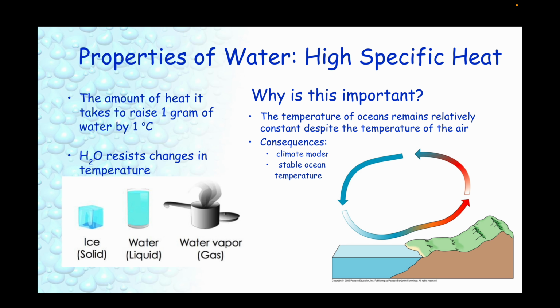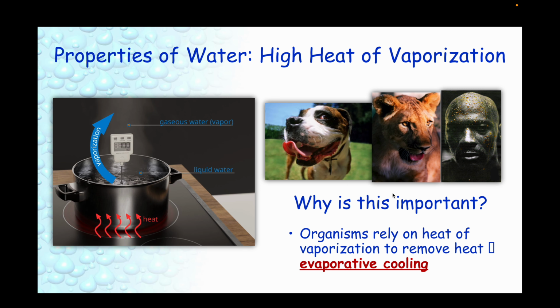All right. And so again, we talked about high specific heat, which is the amount of heat it takes to raise 1 gram of water by 1 degree Celsius. So the amount of energy needed to raise the Celsius, right? This is important because the temperature of the ocean remains relatively constant despite the changing temperature of the air. We said that our human bodies remain relatively stable, but so do bodies of water, right? Their temperature remains relatively constant and stable despite temperature changes in the external environment.